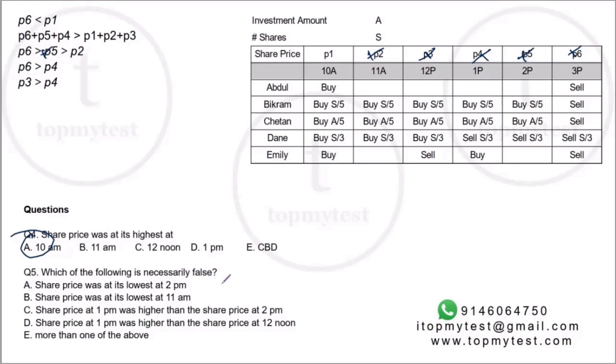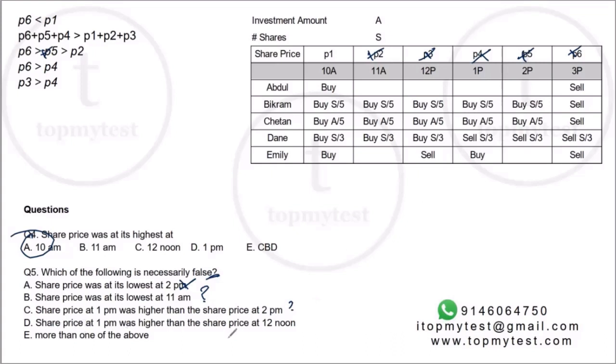And the last one, which of the following is necessarily false? You have to be 100% sure that it is false. Share price is lowest at 2 PM. No, we know from 2 PM to 11 AM there's a rise. So the first one is definitely false, but there is also the option of more than one of the above. So let's check. Share price was lowest at 11 AM. This is possible, not necessarily false. C, share price at 1 PM was higher than that at 2 PM. May be true, may not be true.